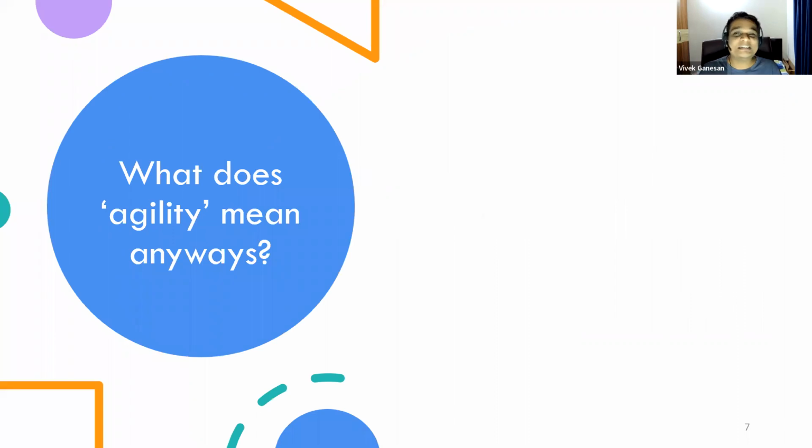What does agility mean anyways? People have different interpretation of what agility means. So I'm just going to put on the table what my interpretation of agility is, and what I have seen as an acceptable interpretation of agility, which gives you business results, right? So my interpretation of agility comes with a simple Wikipedia search, and trying to link that to whether a business can become profitable by that or not.